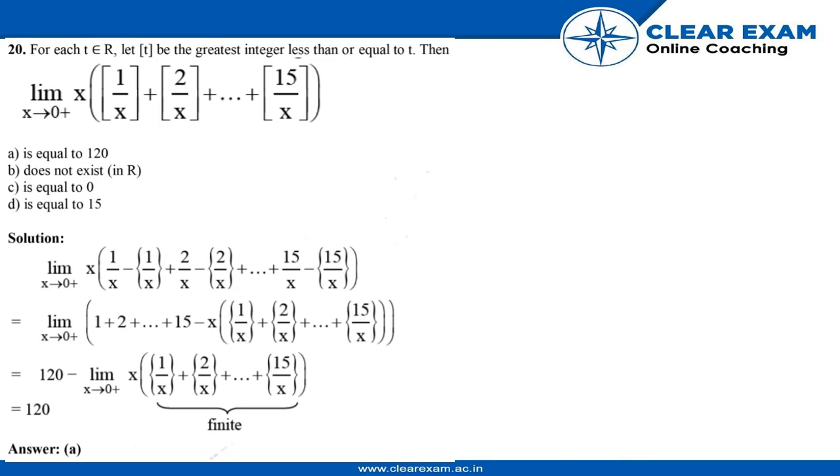Hello everyone, we're gonna start with question number 20. Here we have been given that for each t that belongs to R, let [t] be the greatest integer equal to or less than t. So this bracket indicates that it is the greatest integer. So we will further simplify this equation.